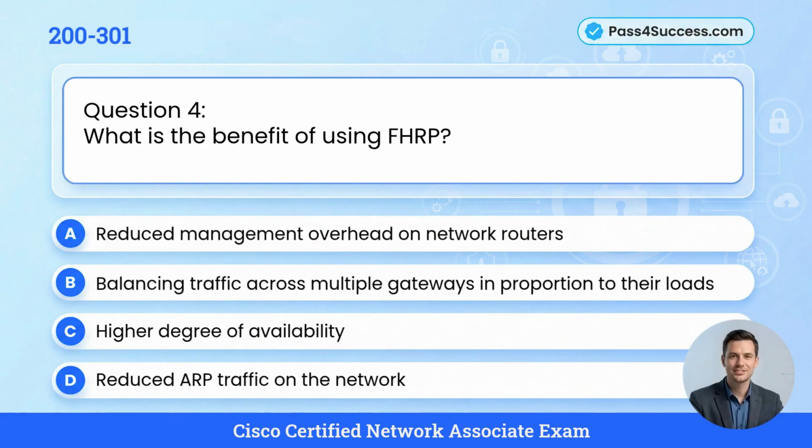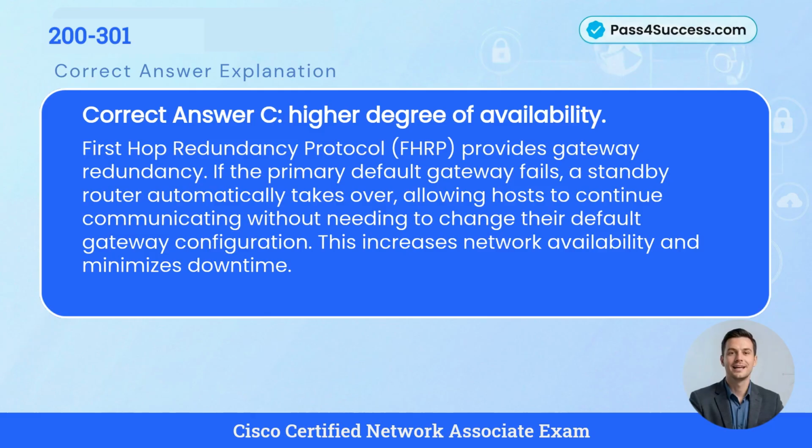Question 4. What is the benefit of using FHRP? A. Reduced management overhead on network routers. B. Balancing traffic across multiple gateways in proportion to their loads. C. Higher degree of availability. D. Reduced ARP traffic on the network. Pause for 5 seconds and choose the correct answer. Correct answer, C. Higher degree of availability.